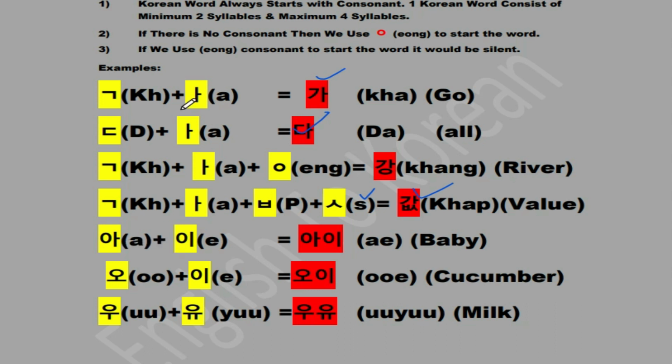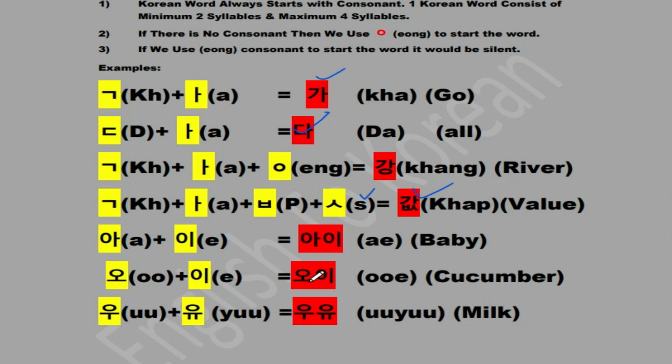A, e. As you can see, if there is no consonant, then we will use ing. If we use the ing consonant at the start, it will be silent. So it is silent. A, e. Baby.